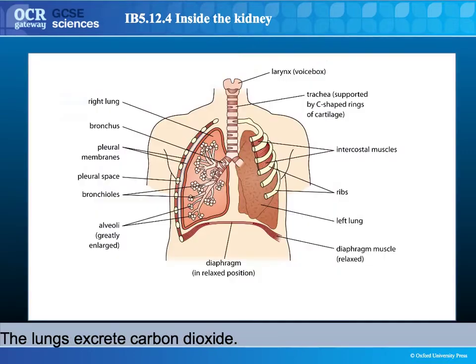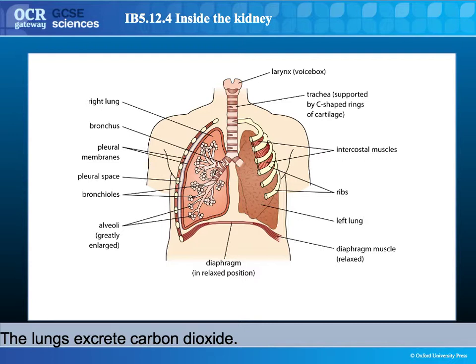Cells in the body that are respiring will make carbon dioxide. This is carried to the lungs via the blood, diffuses from the blood into the alveoli and is breathed outside of the body. This means that your lungs excrete carbon dioxide.